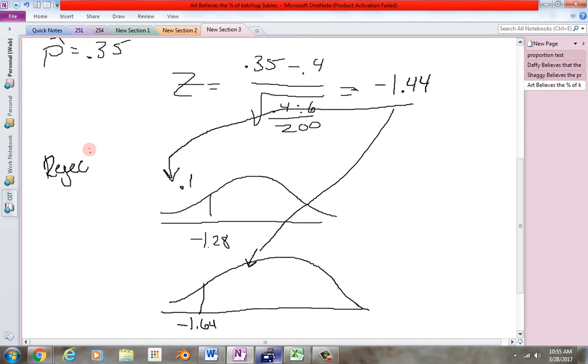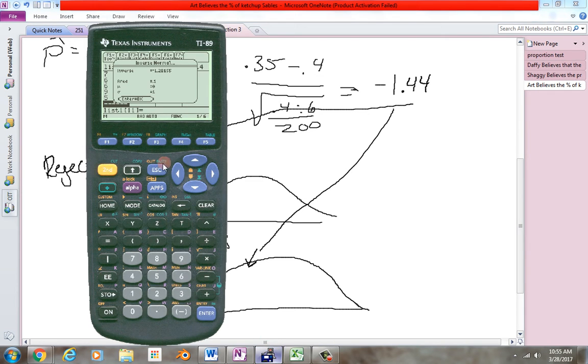Reject H naught. What is that going to say about my p-value? My p-value is going to be less than 0.1. I guarantee it. Guarantee it. That's not a Joe Namath style guarantee in that it could go either way. No, it's fact. It's fact, man.